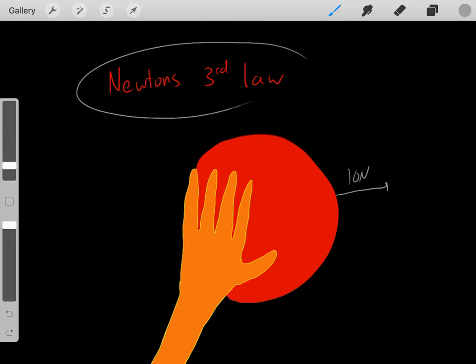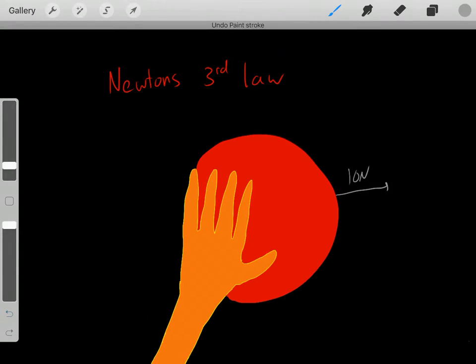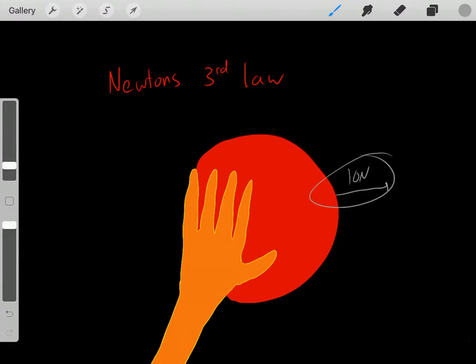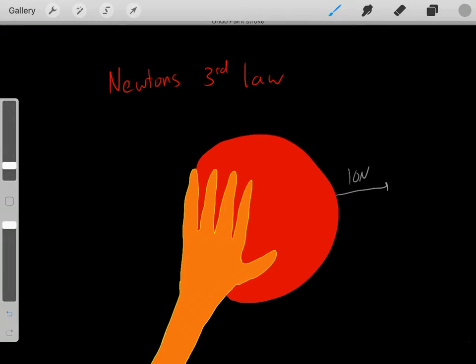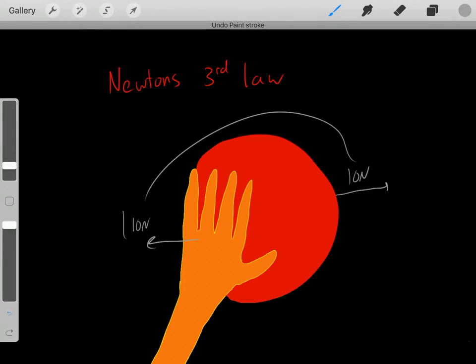But again, we know from Newton's third law, there never exists just one isolated force in nature. All forces come in pairs. Whenever there's one force, there's another equal and opposite force, and that will always be true. So what is the equal and opposite force? Well, our hand will feel a force. Our hand will feel an equal and opposite force of 10 newtons. It's equal in magnitude, but opposite in direction.